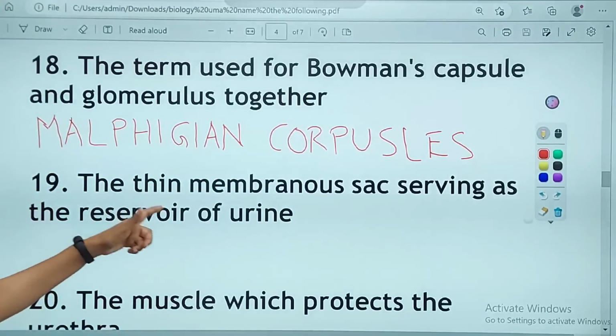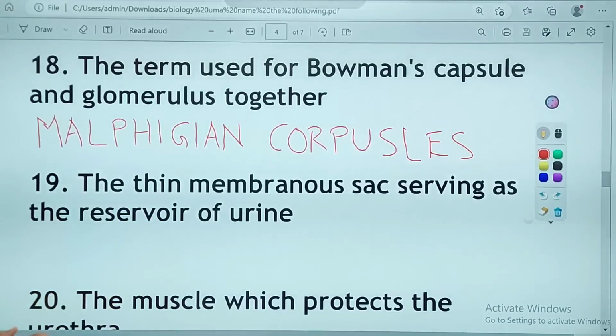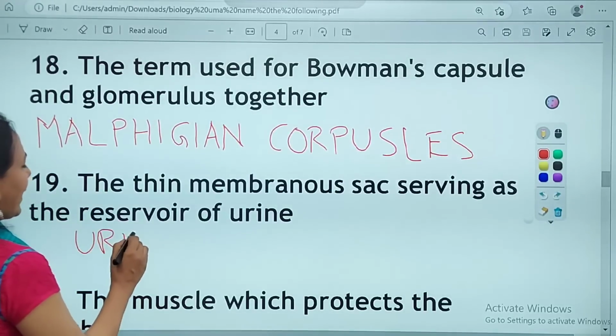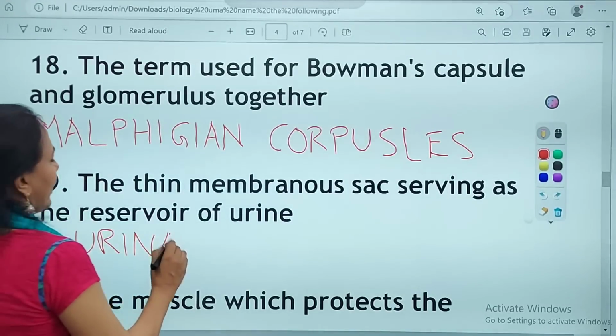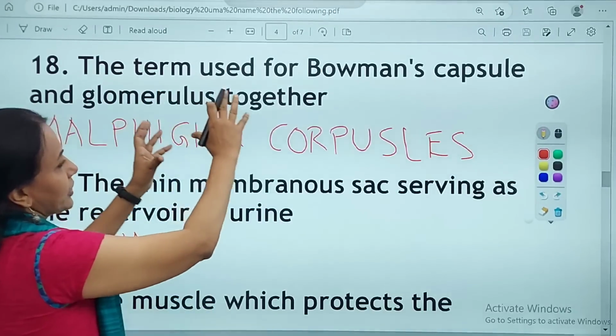The next one, the thin membranous sac serving as the reservoir of the urine. That's again a simple one. What is it? It's called the urinary bladder. It's a sac into which urine comes from the renal pelvis after the filtration happens.